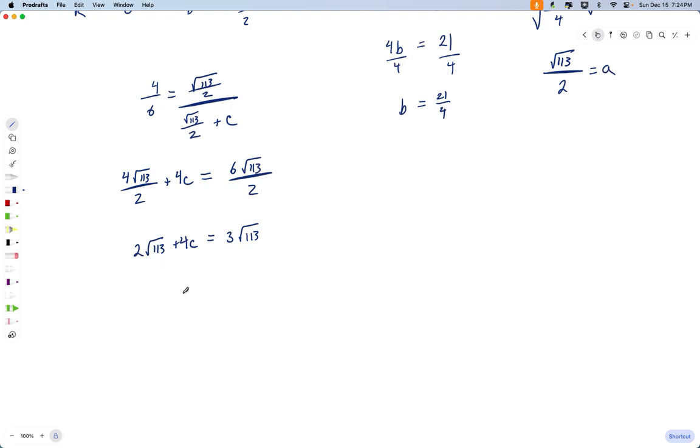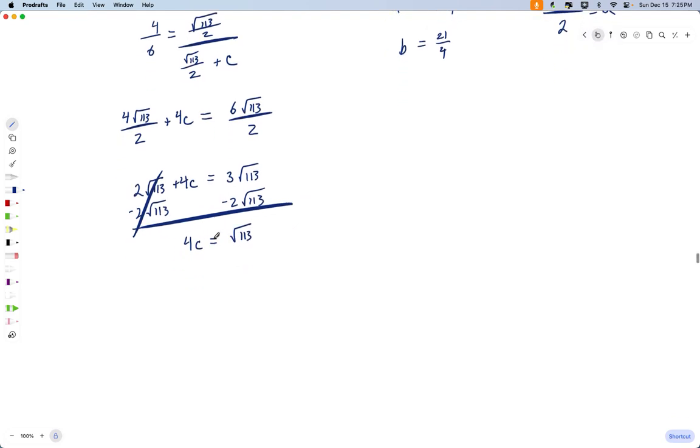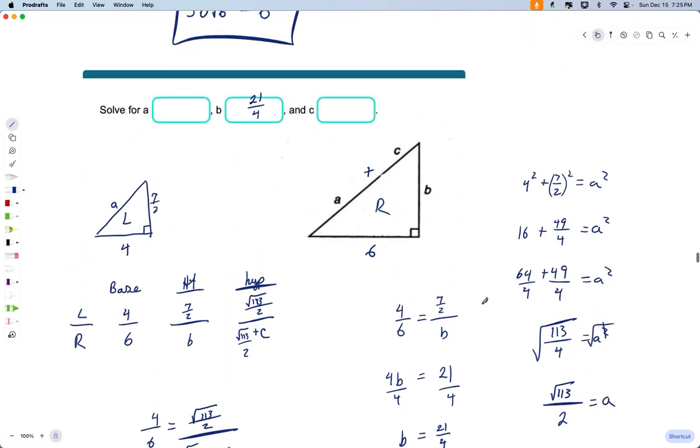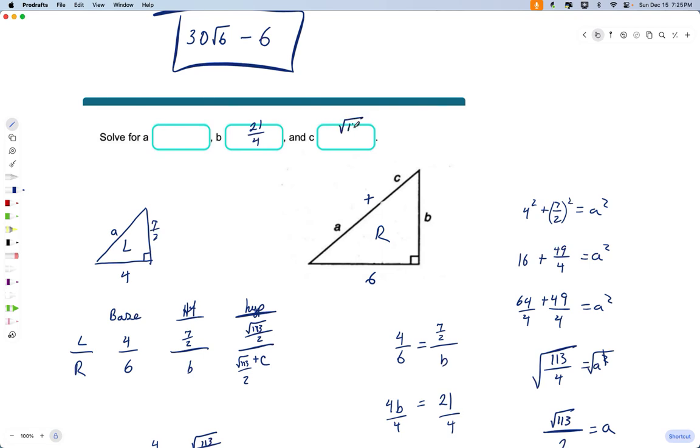So I'm going to subtract this from both sides. This cancels. I have 4c is equal to 1 times the square root of 113. So now I'm just going to divide both sides by 4. C is equal to the square root of 113 divided by 4. And that's going to be your solution. And we know that this is correct as a positive because it's a length. And this one was square root of 113 over 2.